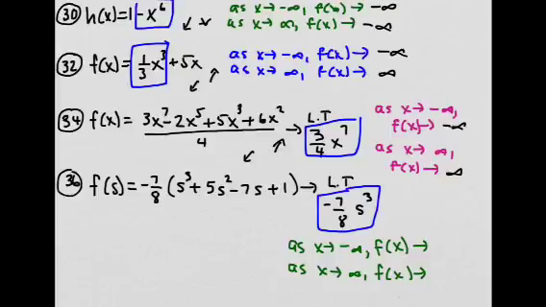Number 36 has an odd degree, x cubed, so n is 3, and the leading coefficient is negative, negative 7/8. So this one's going to go up on the left and down on the right. So as x gets smaller, y gets bigger, and as x gets bigger, y gets smaller.